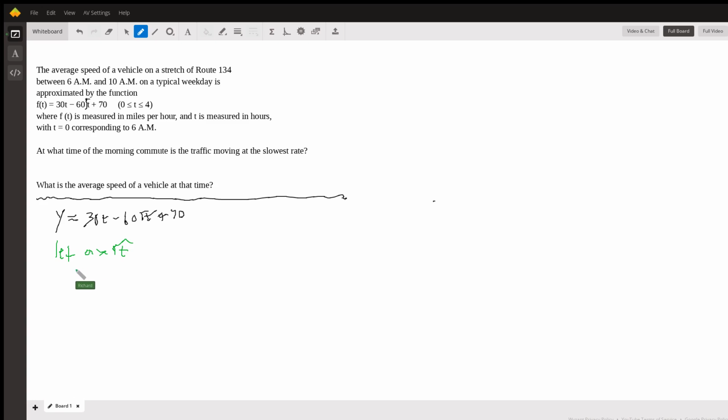So now I can write y is equal to 30 a squared minus 60 a plus 70. And now you can see it's quadratic, a squared. And we know it opens up. I always like to have a little sketch here. Here's 4 here, 0 here is time here, and the speed here.